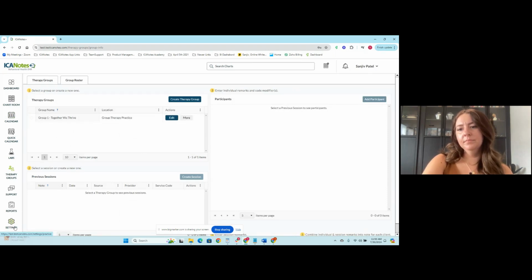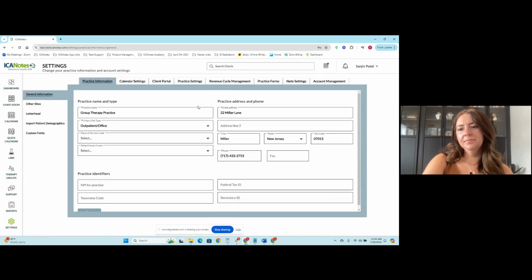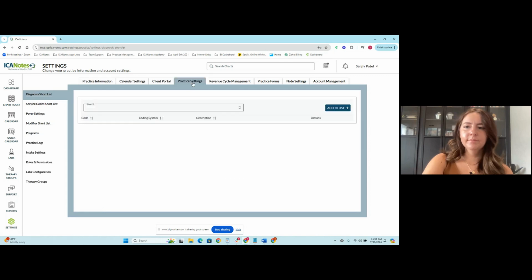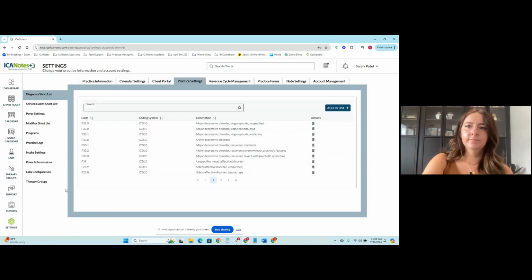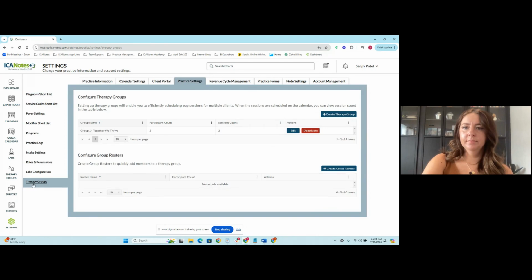I am going to navigate to the settings section because I want to show you one thing here. In the settings, under practice settings, you will see a link that says therapy groups, and this is where you can create your therapy. So I have one here that says group 1, and I titled this group therapy Together We Thrive. So maybe some of our group therapies are branded, right? And we put that on our website. So this one is Together We Thrive. Maybe it's a stress management group therapy.